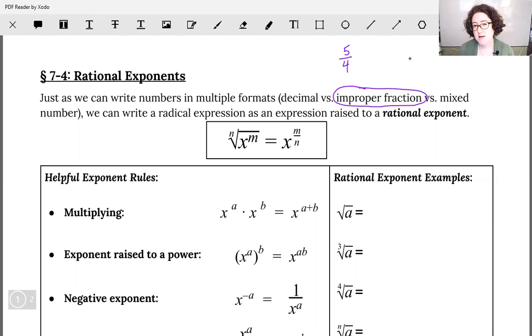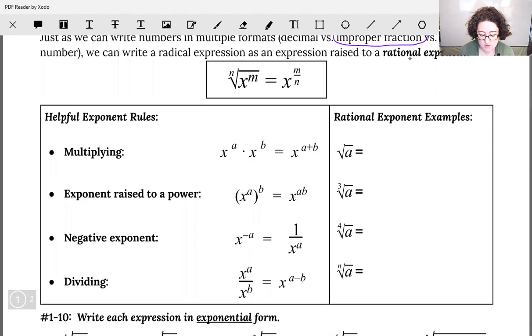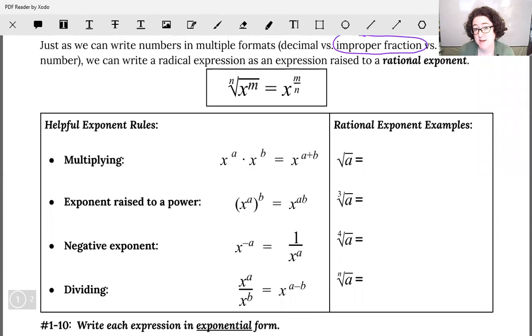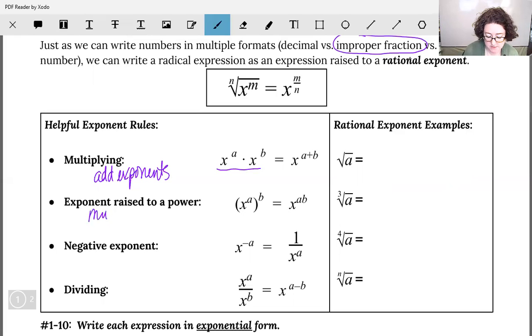As we're looking at these problems, you're also going to want to keep in mind some of our rules for exponents. A reminder: when we're multiplying terms that have the same base but different exponents, so x to the a times x to the b, we add our exponents. If we have an expression that already has an exponent raised to another exponent, like in our second example, we're going to multiply our exponents.